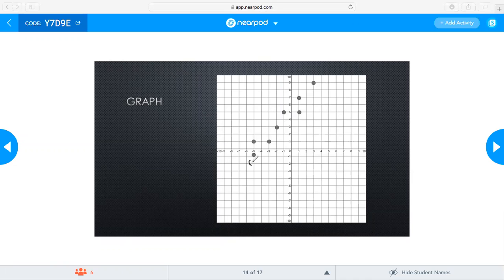-5, -1. All right, what's this one? -5, 1. This one? -3, 1. This one? -2, 3. This one? -1, 5. Jada, do you know how to read your ordered pairs? Do the rest, Jada. Oh, okay. Okay, good.